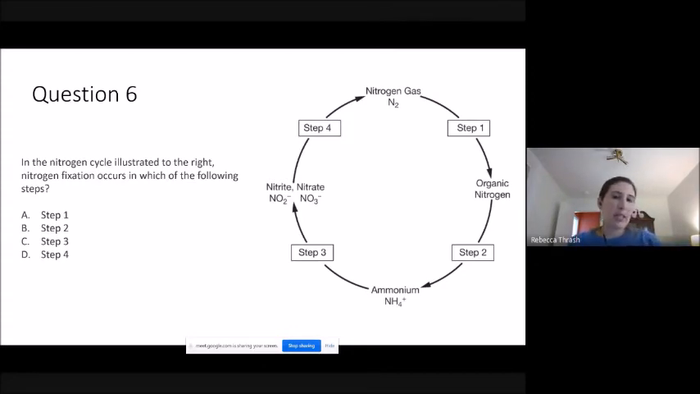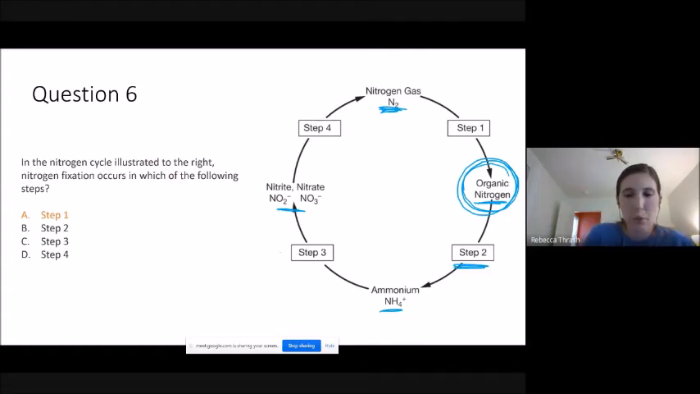Question 6. In the nitrogen cycle illustrated to the right, nitrogen fixation occurs in which of the following steps? So nitrogen gas is being converted to organic nitrogen, and then ammonium, and then to nitrites and nitrates, and then back again to nitrogen gas. So this step right here, step 1, converting nitrogen to a form that plants and animals can use, that is going to be nitrogen fixation, fixing it into something that a plant can assimilate. Here is, again, ammonification. This would be nitrification by nitrifying bacteria. And this is denitrification, again by some bacteria, back into nitrogen gas.